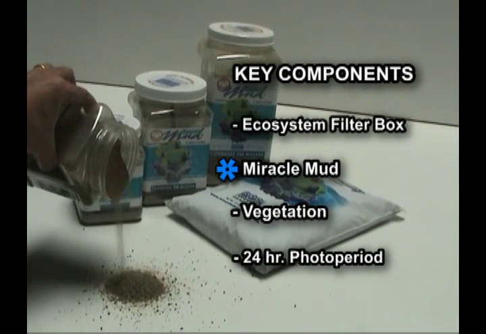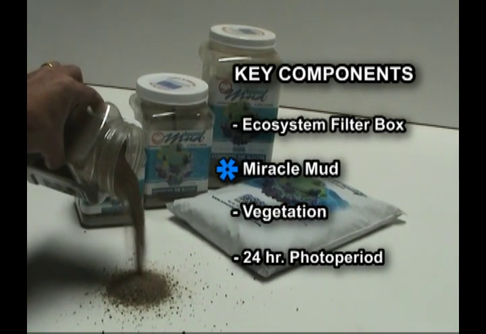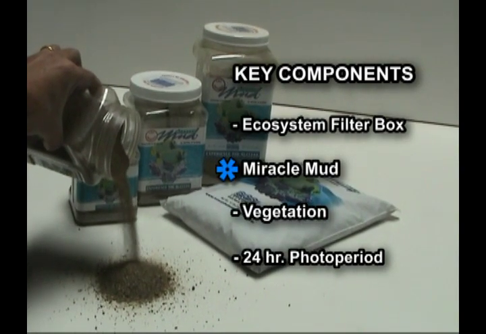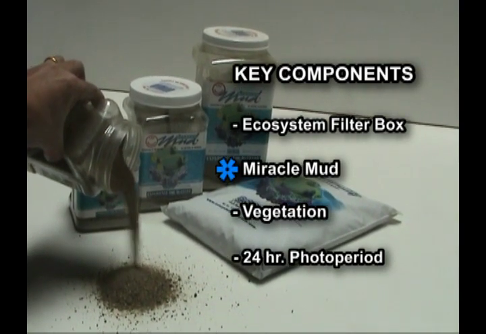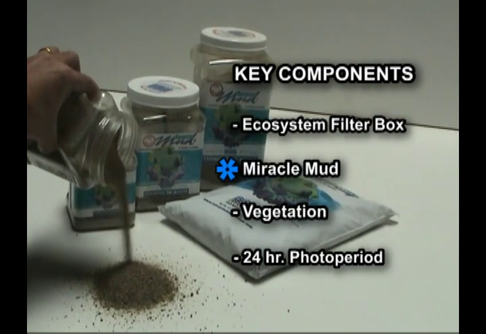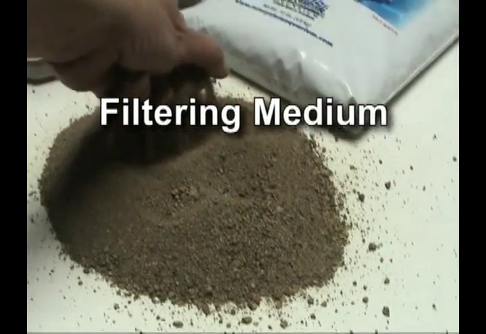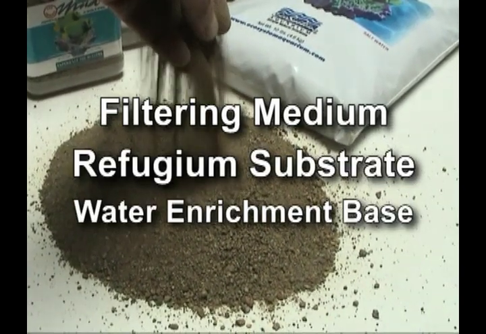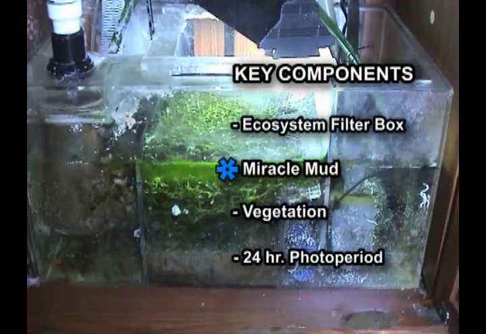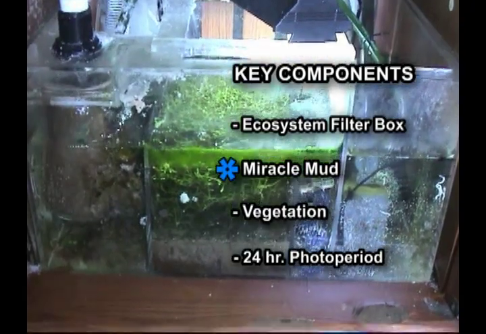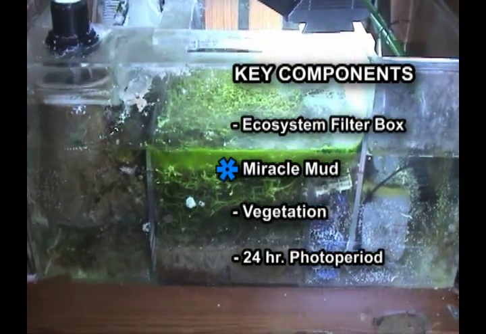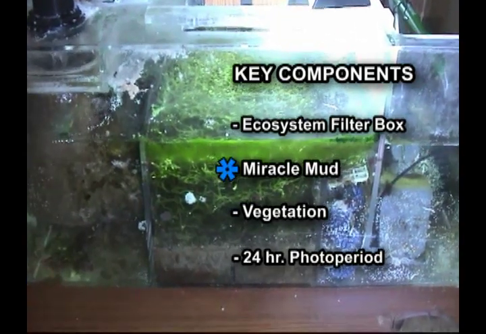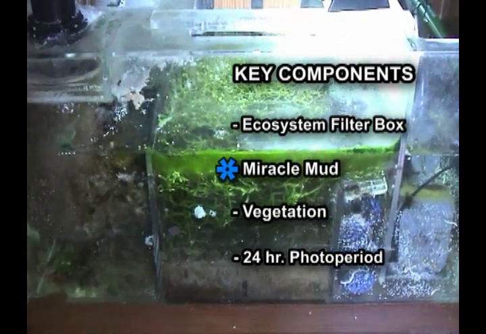The Miracle Mud substrate is the part of the EcoSystem method comprised of approximately 80% oceanic mud and 20% enrichment factors, including essential trace elements and minerals. Miracle Mud functions as a filtering medium, a refugium substrate, and a water enrichment medium. Miracle Mud is a highly efficient filter medium that contains the bacteria involved in the nitrogen cycle. It removes harmful nutrients from the water, resulting in negligible levels of nitrate.